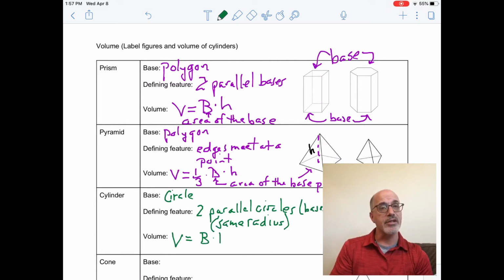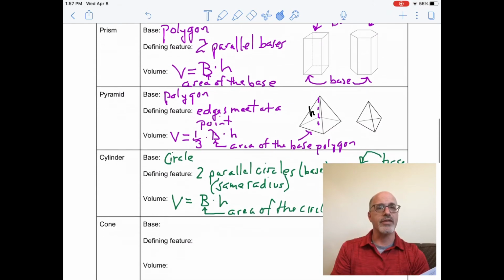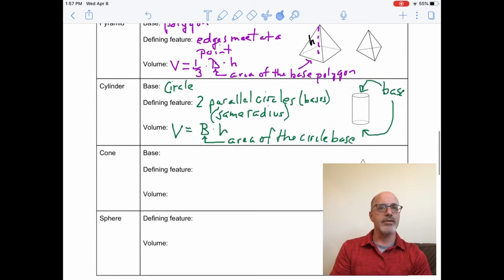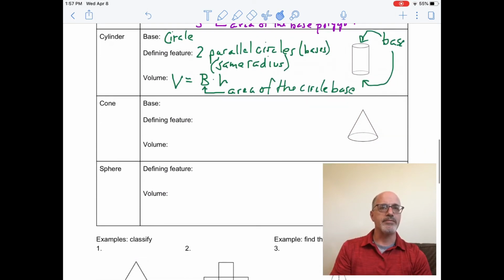In this case, though, the base is a circle, so instead of finding the area of, say, a square on the base for a prism, this time the base is a circle, and that base, if we multiply it by the height of the cylinder, we'll get the volume of the cylinder. And that's how tall the cylinder is for the height. So there we go. There's the diagram that you can see for this one.